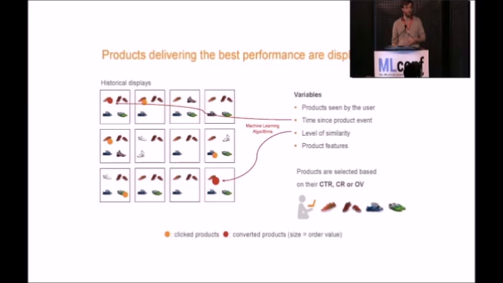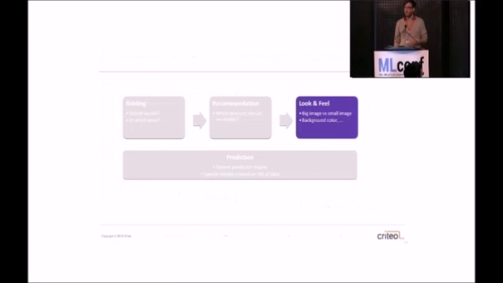So to do that, we also use a classical supervised machine learning approach. So we have historical data. For each product, we know whether it was clicked, whether it led to a sale, how much money the sale corresponded to, and we can build different models depending on the objective of the campaign to solve this problem.